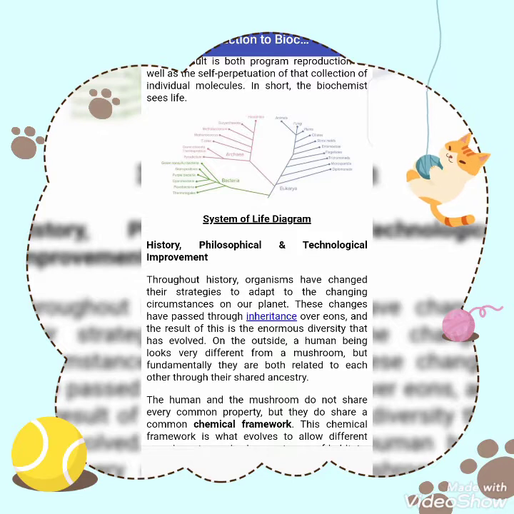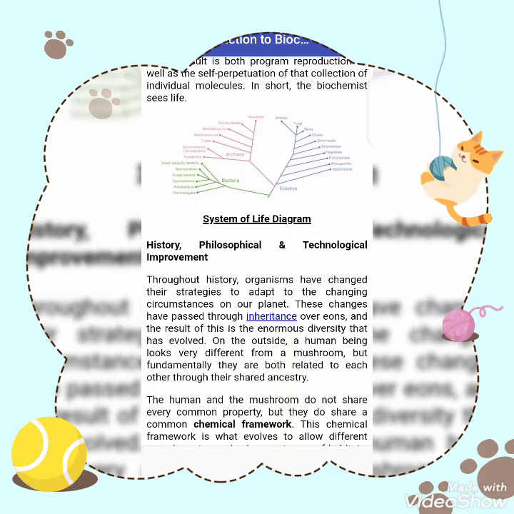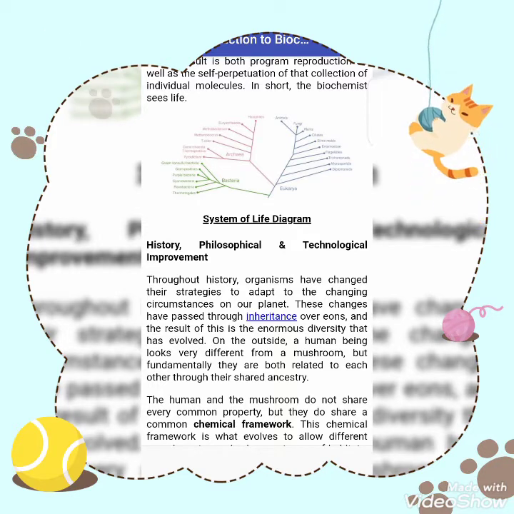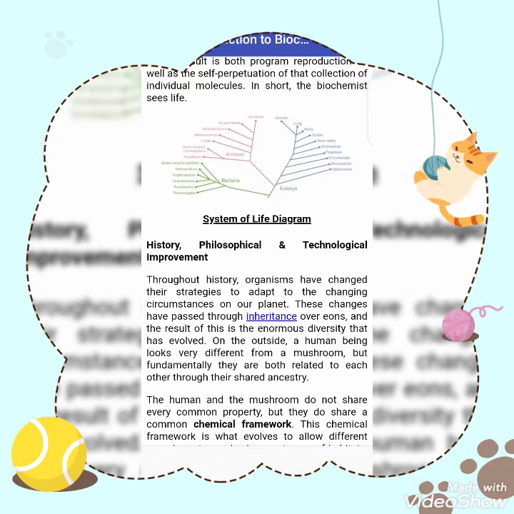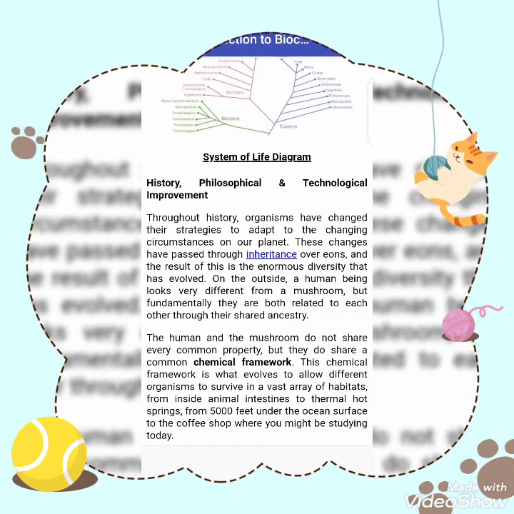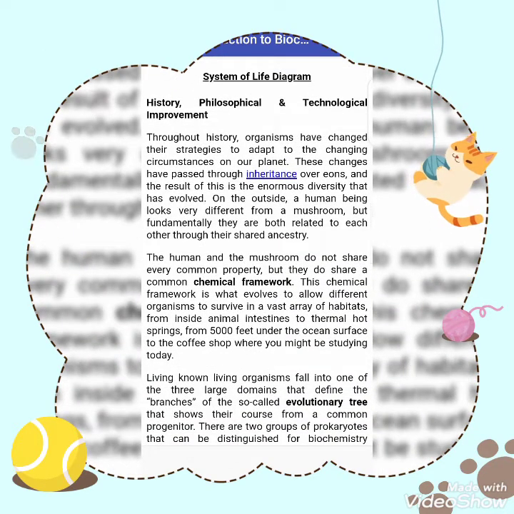Throughout history, organisms have changed their strategies to adapt to the changing circumstances on our planet. These changes have passed through inheritance over eons, and the result of this is the enormous diversity that has evolved. On the outside, a human being looks very different from a mushroom, but fundamentally they are both related to each other through their shared ancestry. The human and the mushroom do not share every common property, but they do share a common chemical framework.